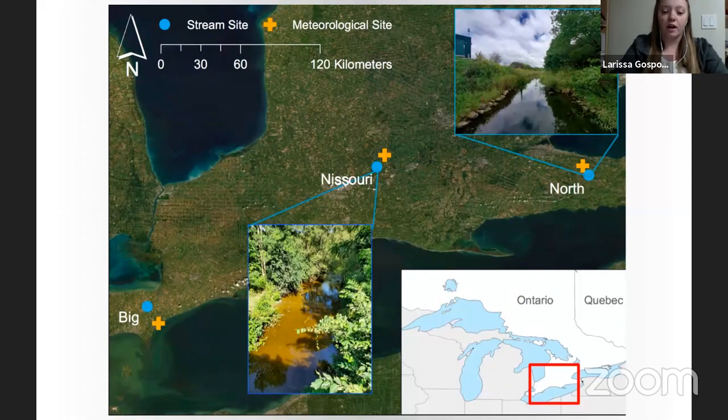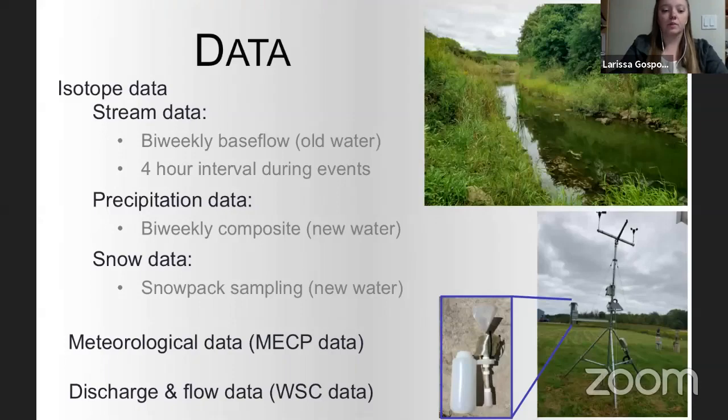And on the far, very southwest corner there, the bottom, is Big, which has poorly drained soils with high tile drainage. So they all vary a little bit. So we collected stream samples at a biweekly frequency for base flow conditions. So this would give us an idea of our old water signature.